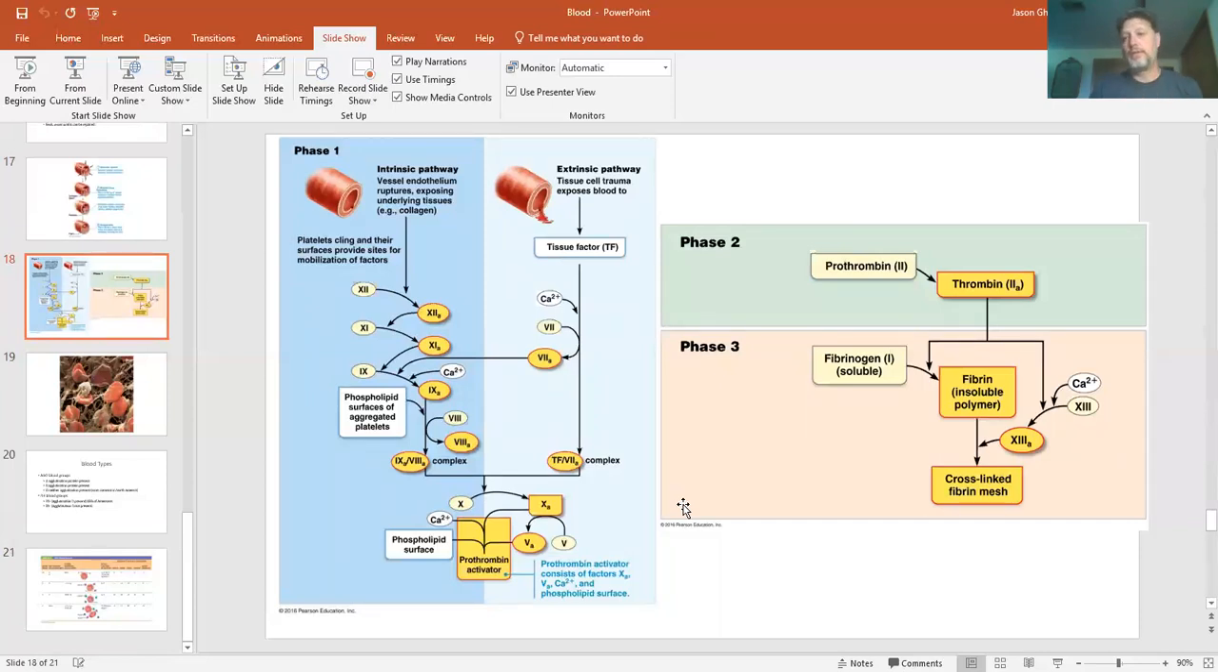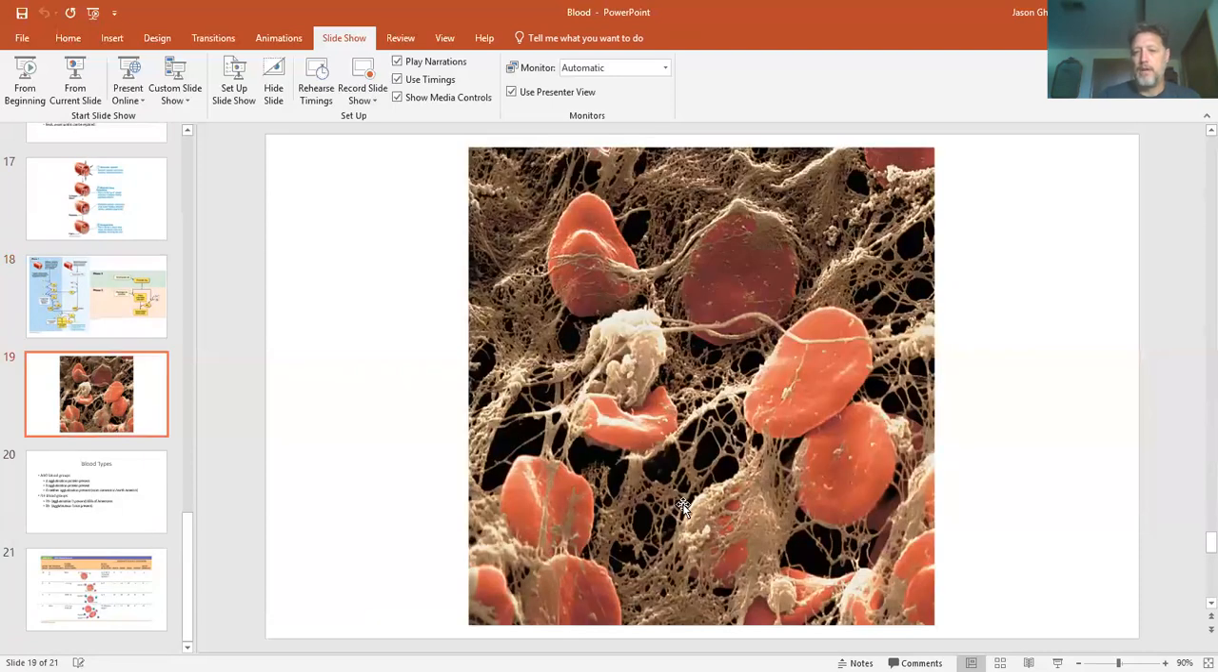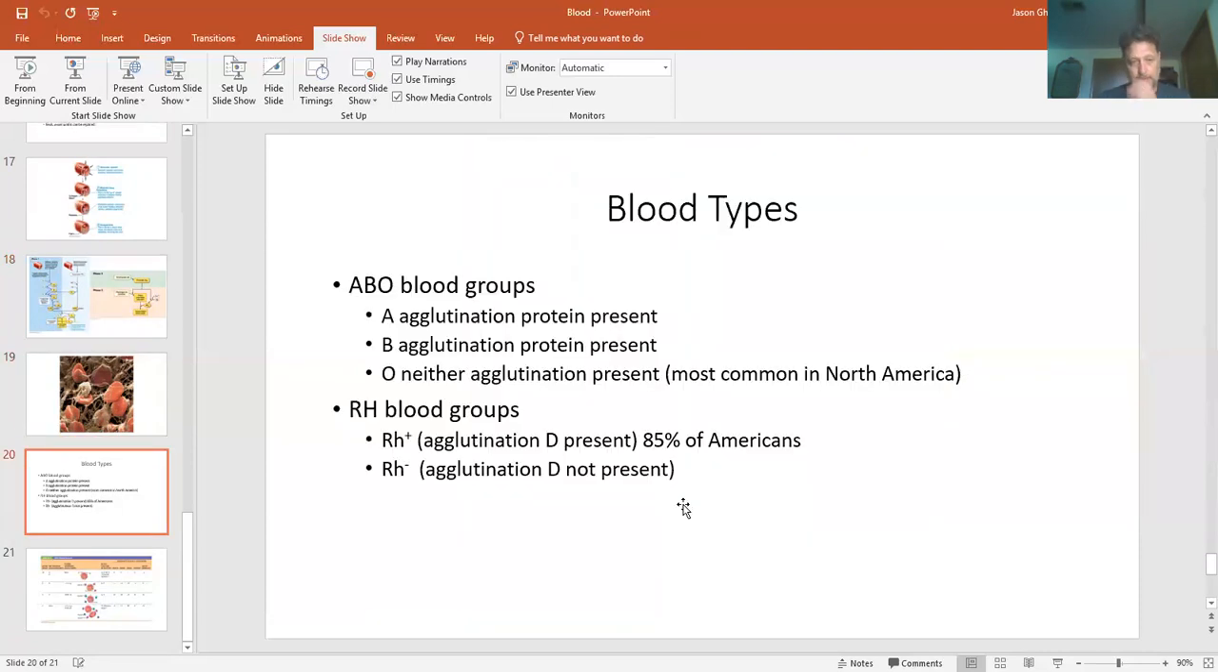This works on even large blood vessels up to a certain point. If you break a major artery, you're going to lose blood faster than the mesh can actually form. That's why you put pressure on bleeds. If you're bleeding, you put pressure on and slow it down, so that way the mesh can occur. All right, so blood types.